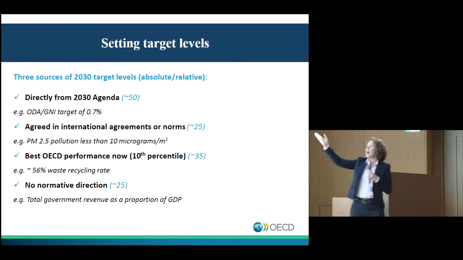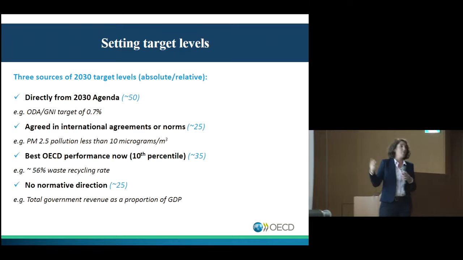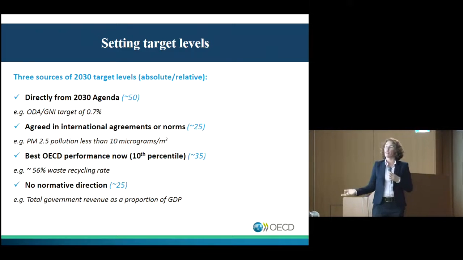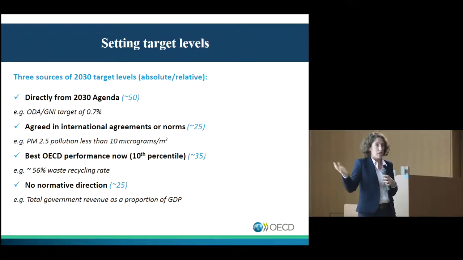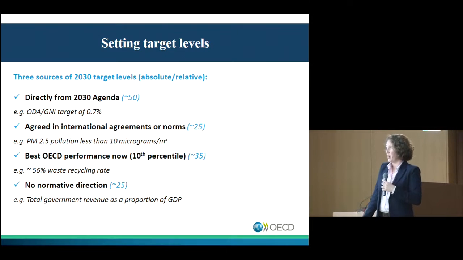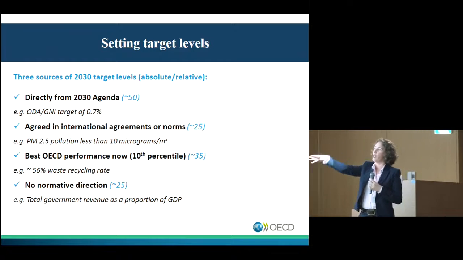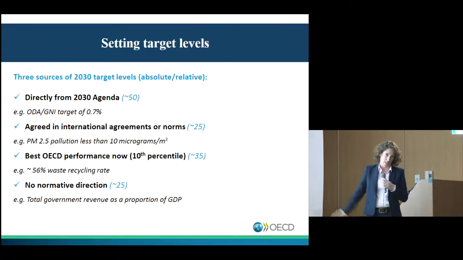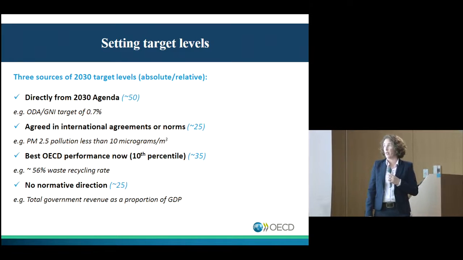And then when we don't have an explicit target, we use what we call the implicit target, which is what has been agreed in international agreements or norms, what the experts say should be. So for example, for the air pollution goal, we use the WHO recommendation on PM 2.5. And when we have neither explicit nor implicit, we use the best OECD performance. So we take the top 10th percentile, that's usually the third best performing country.